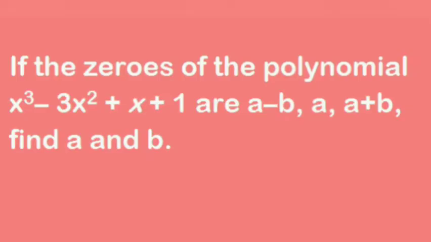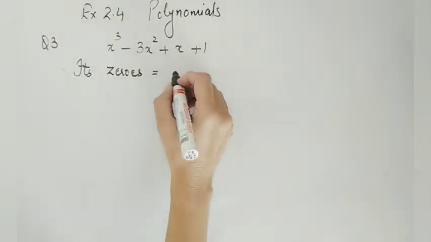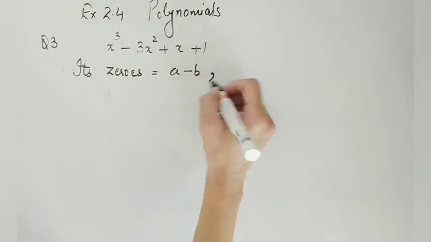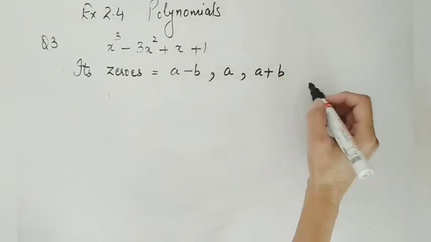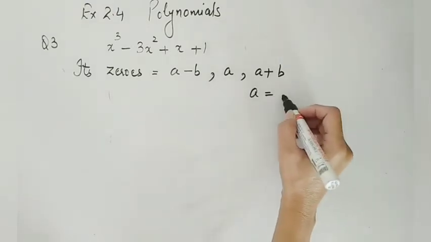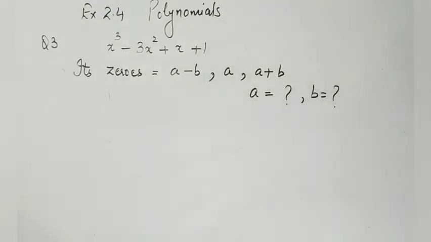Question number 3. If the zeros of the polynomial x cube minus 3 times x squared plus x plus 1 are a minus b, a and a plus b, find the values of a and b. Zeros are a minus b, a and a plus b. Question demands that we should be finding the value for a and b. Now tell me, class, how would we do this question?